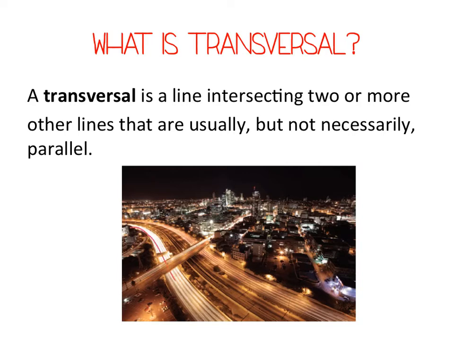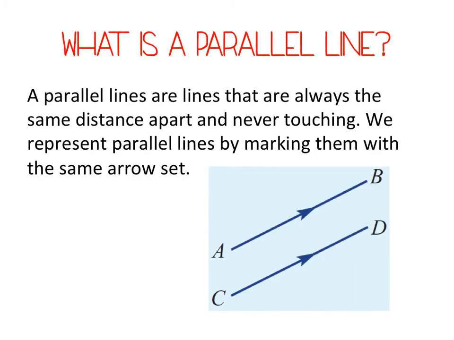Let's have a look at this weird curvy line here. These two roads that go underneath, this line that cuts through them, that is the transversal. That road that's going over the top all the way through is a line cutting two other lines. It is called a transversal.